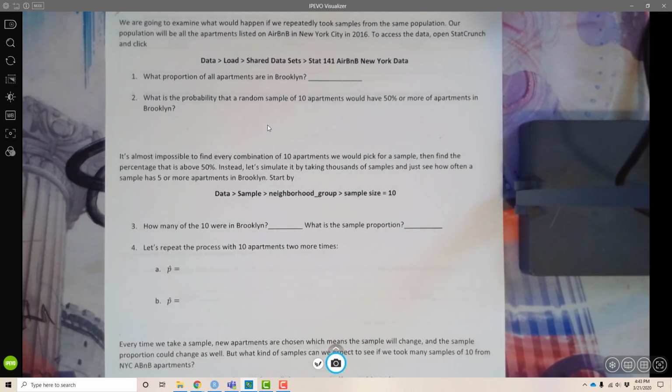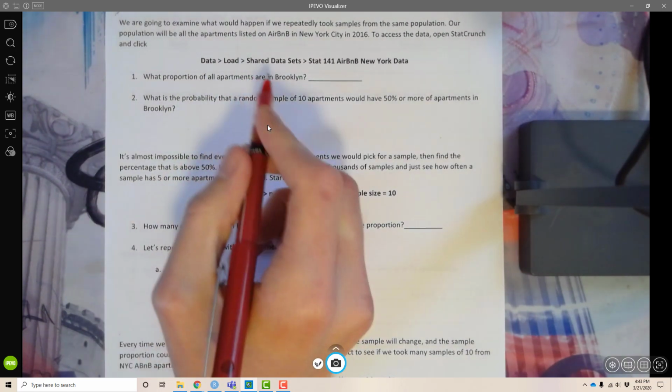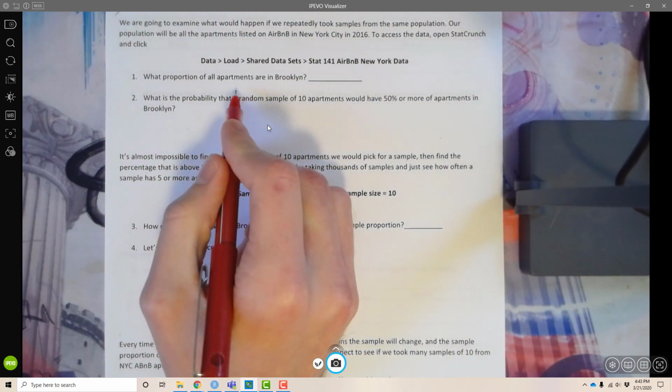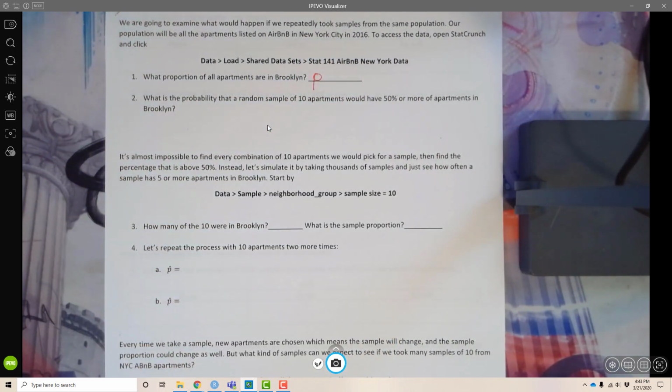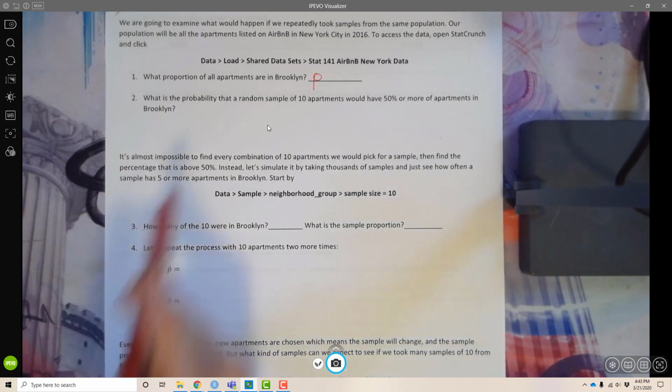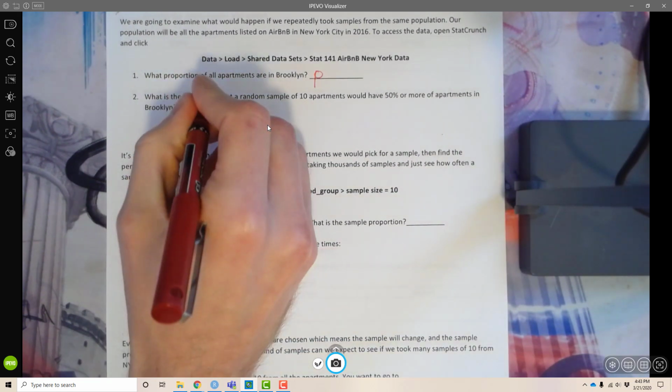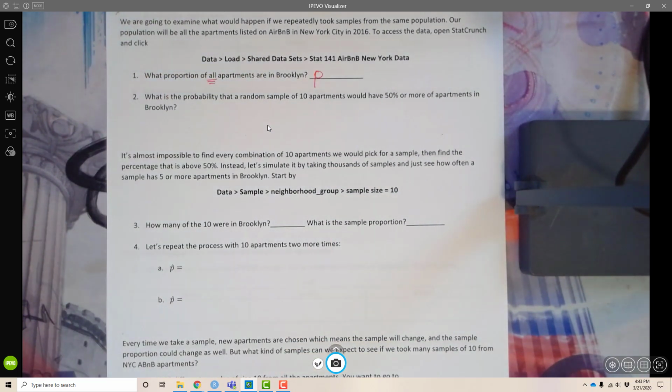The very first question wants to know: what proportion of all apartments are located in Brooklyn? We're actually able to get a parameter, which is something we're usually not able to find, the exact value of the population proportion. Where the apartment is located is a categorical variable, and our population proportions for categorical variables use the letter P. Anytime we're dealing with a categorical variable, we're going to end up using a proportion. Since it's the proportion of all apartments, we're able to calculate a population proportion.